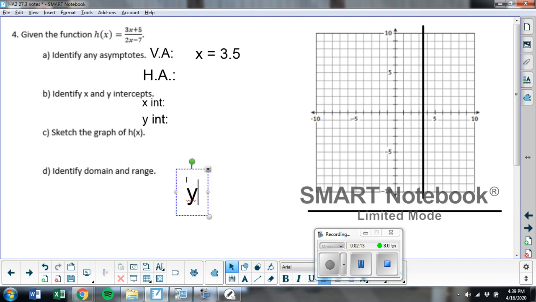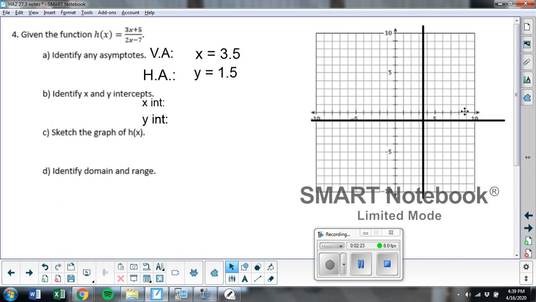So I'm going to put 1.5. That is what it's approaching in the y direction. That's the height we're getting close to. So let me move this to 1.5.